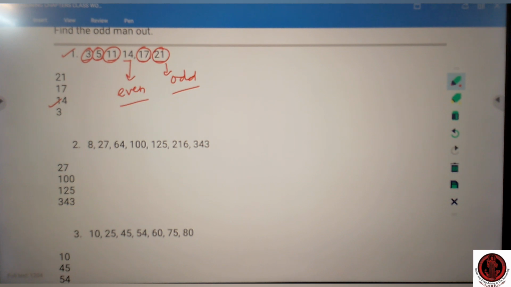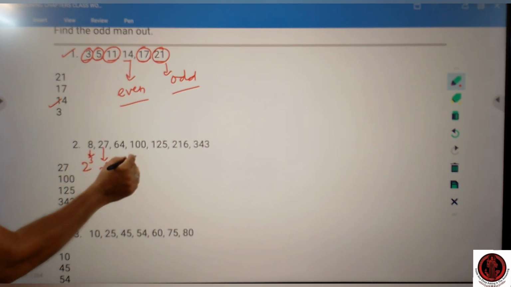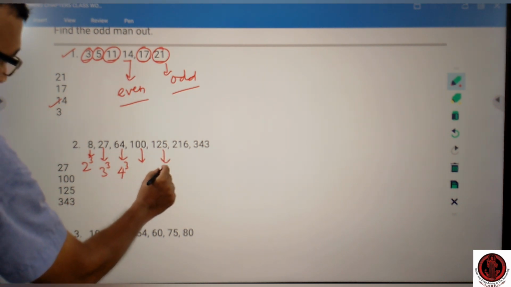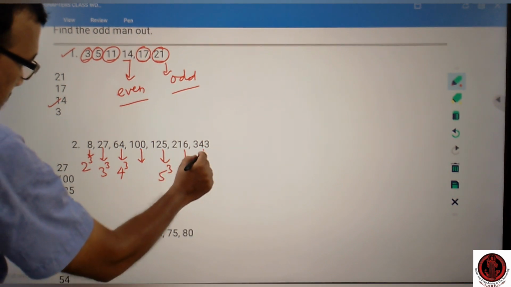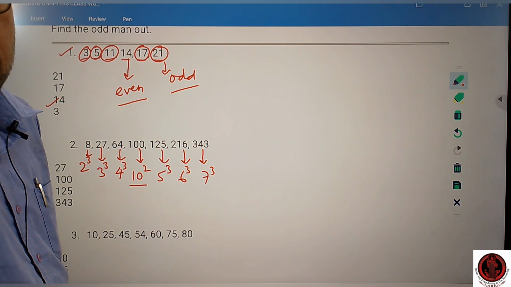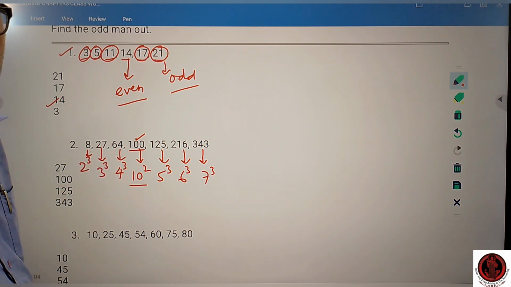Next, question number 2. 8, 27, 64, 100, 125, 216, 343. Now 8 means 2 cube, 27 is 3 cube, 64 is 4 cube, 125 is 5 cube, 216 is 6 cube, 343 is 7 cube. Only the 100 is 10 square. So all the numbers are in cube format, only 100 is in square. So 100 is the odd one.